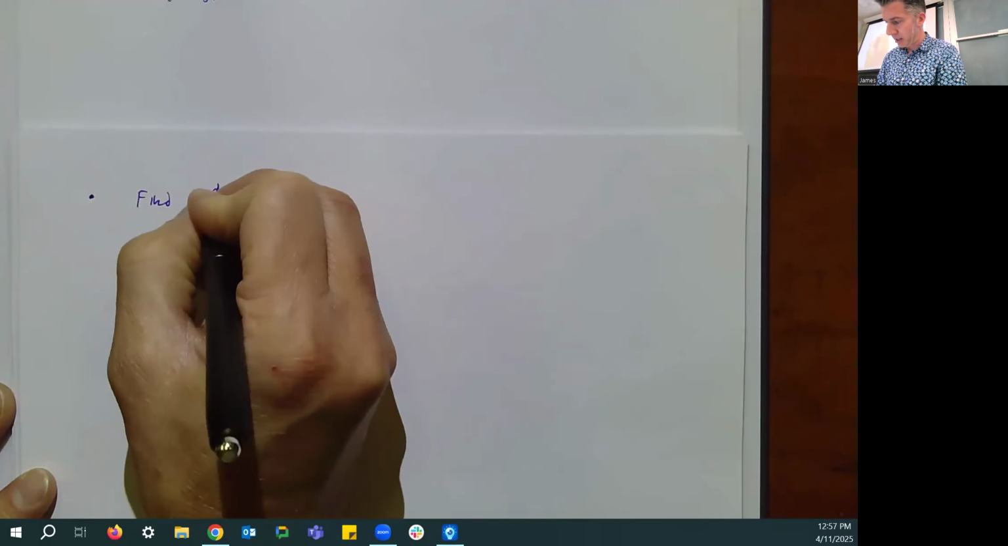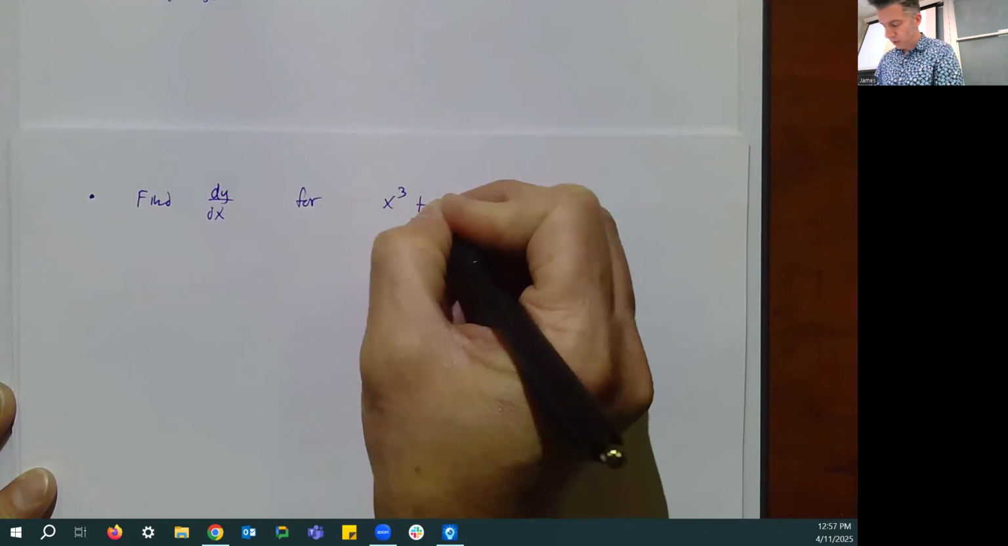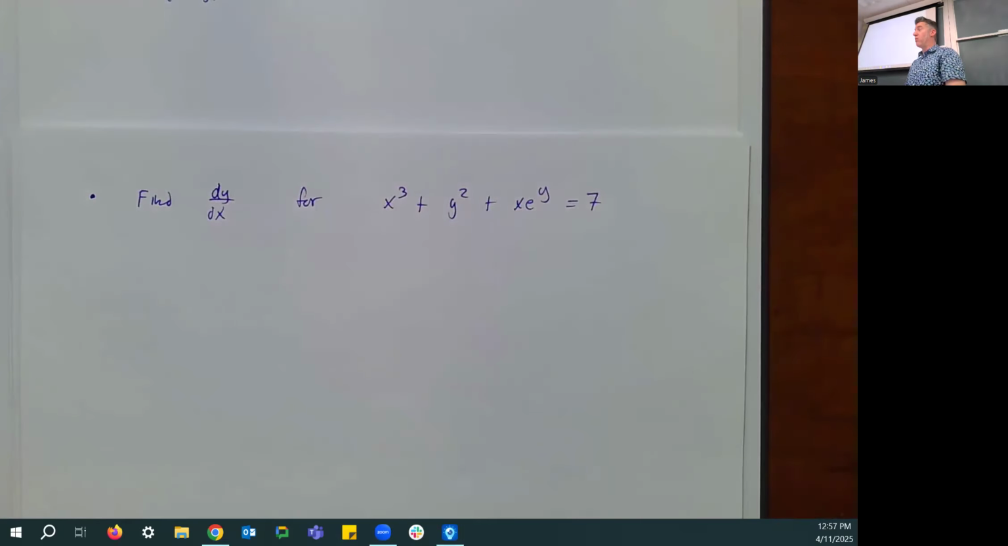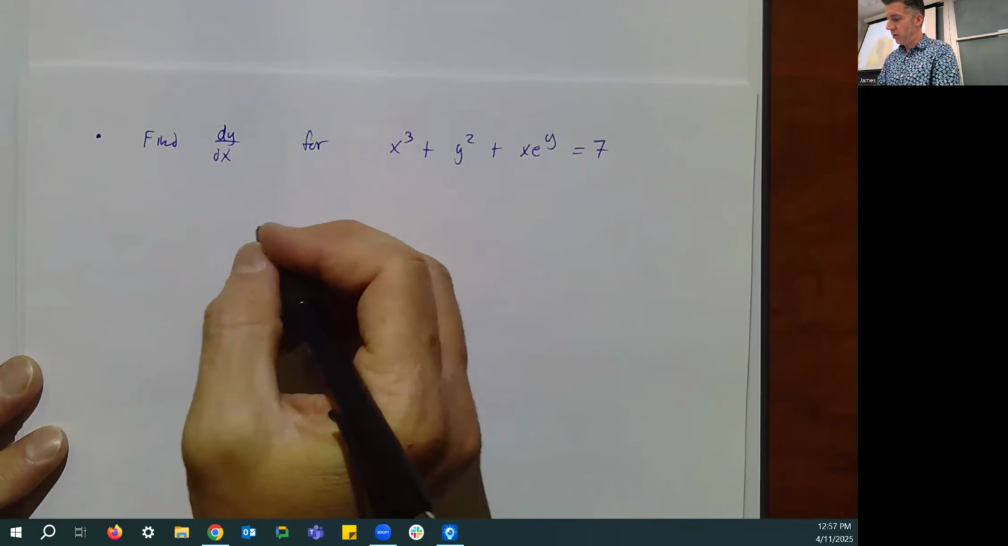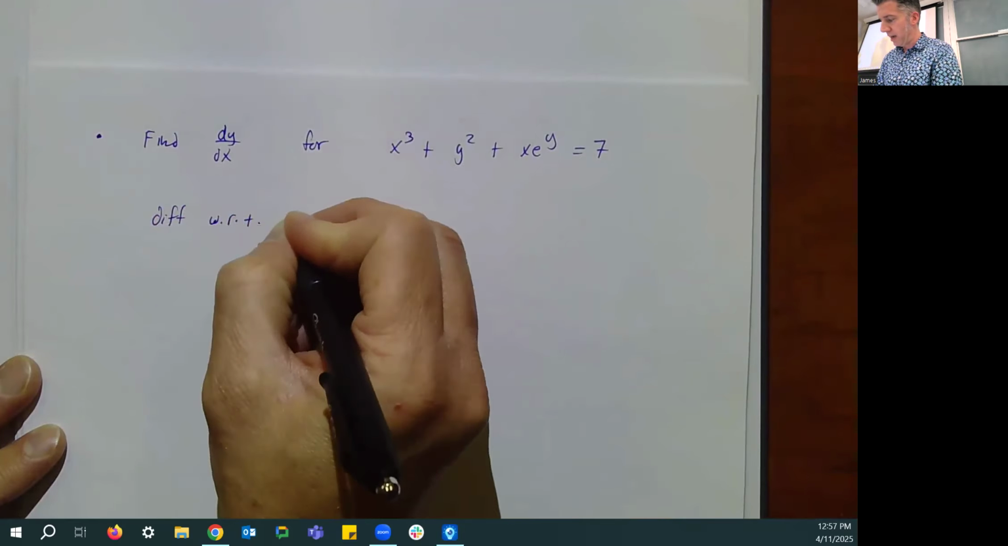So one neat thing about the chain rule is you can actually use it as a shortcut for implicit differentiation from 17a. So for example, if I said I wanted you to find dy dx for the equation x cubed plus y squared plus x e to the y equal to 7, the way we would have done that in the past would have been to just differentiate with respect to x.